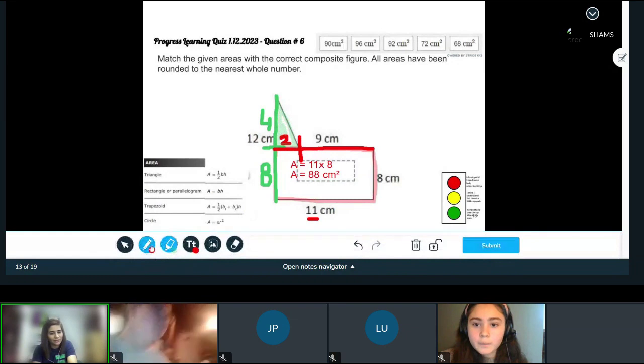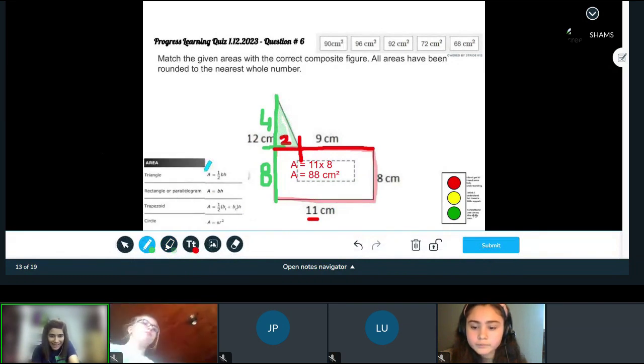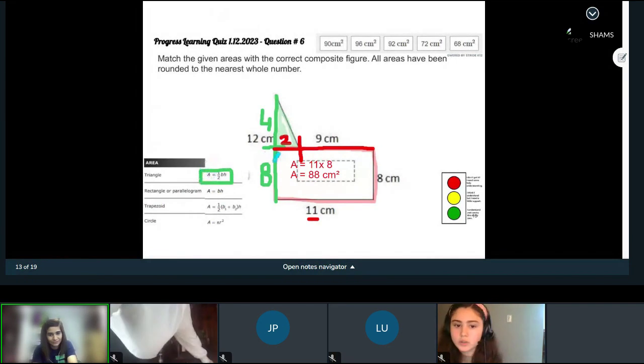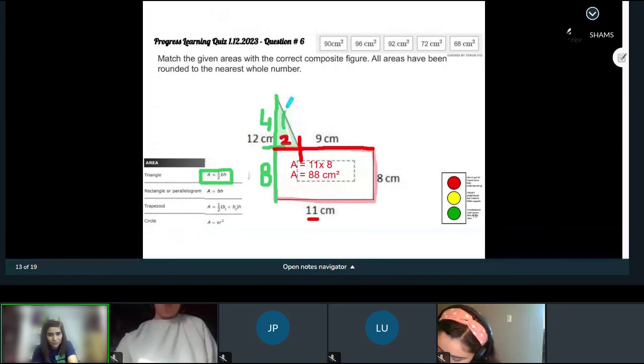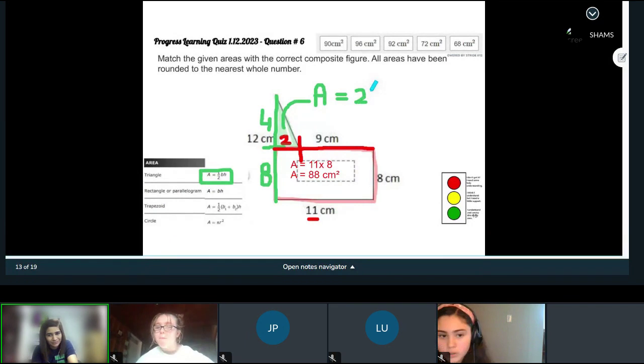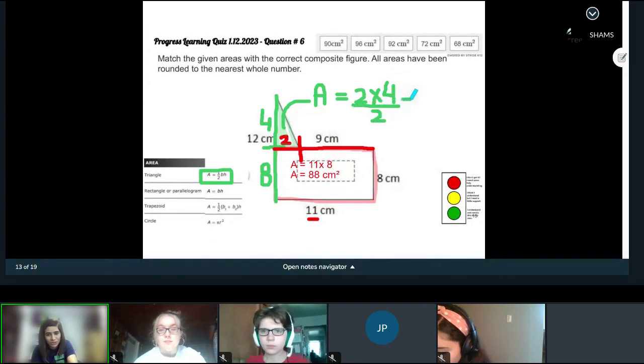In order to find the triangle's area, I'm going to use this formula. It says half times base times height. Okay? And in this one, base is 2. I'm going to multiply base times height. Base is 2 and height is 4. 2 times 4 is 8. And 8 divided by 2, because there's a half in front of the formula, is 4.